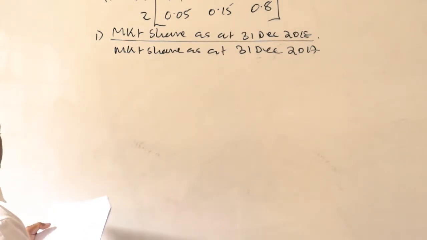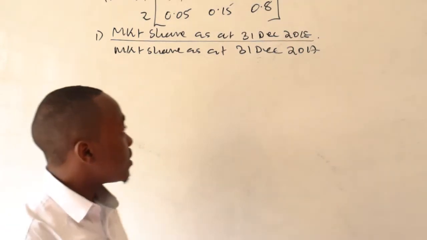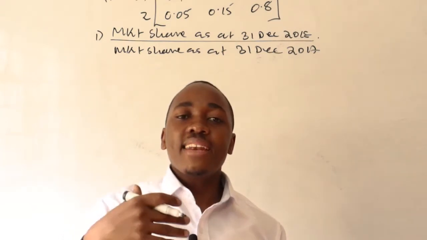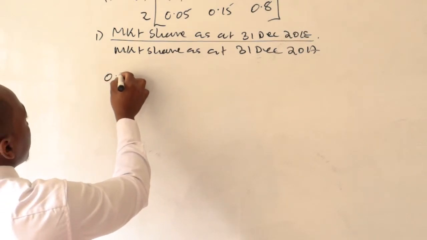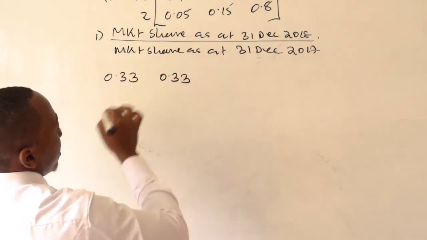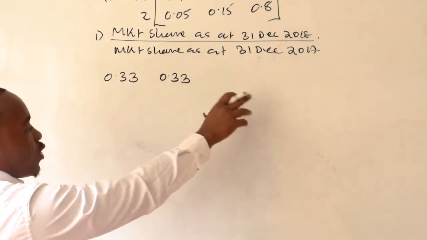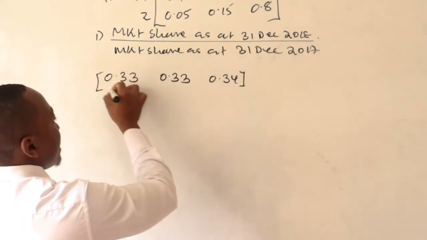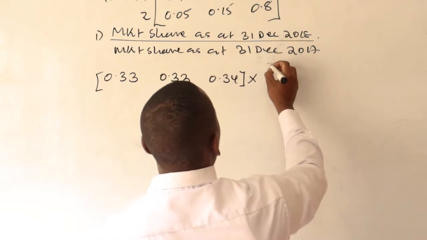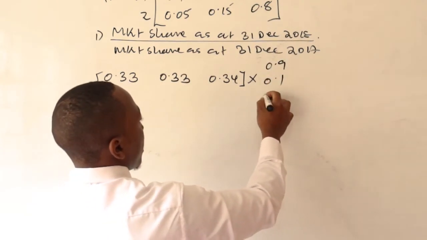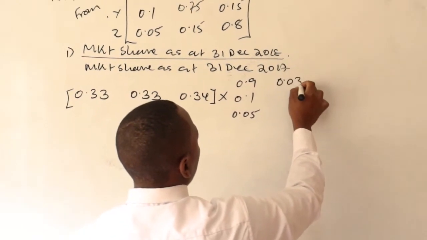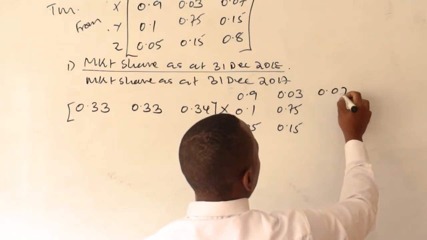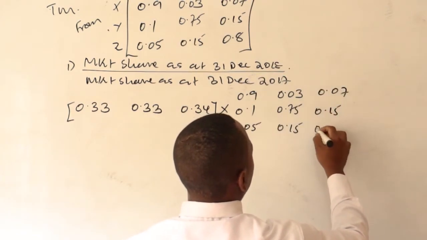So the market share at 1st December 2017 will take the market share as at January. We are told that on 1st January 2017, they had equal market share. That means 0.33, 0.33, and the last one 0.34, so that if you add the three of them, it gives you 1. Then you multiply by the transition matrix that we have computed: 0.9, 0.1, 0.05, 0.03, 0.75, 0.15, 0.07, 0.15, and 0.8.